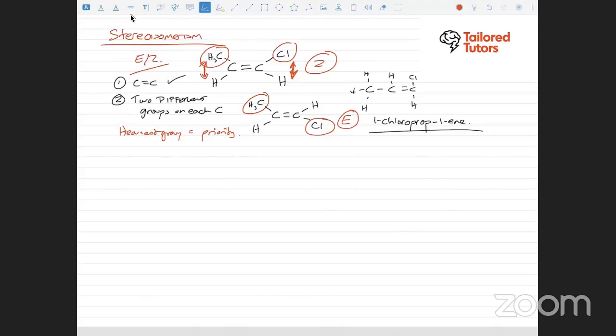So in terms of this, somebody mentioned the pi bond before. The second bond here is the pi bond. That's what stops it from rotating.